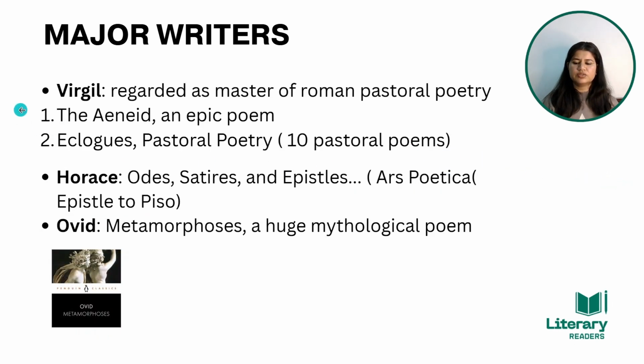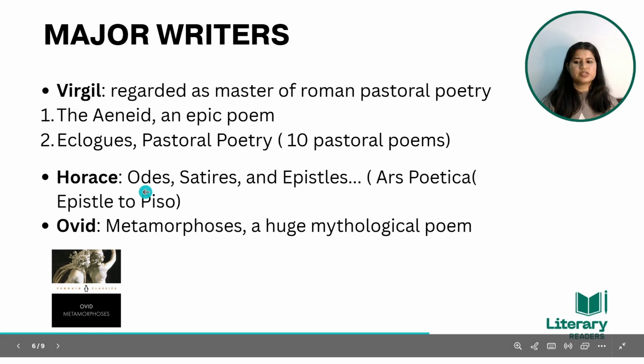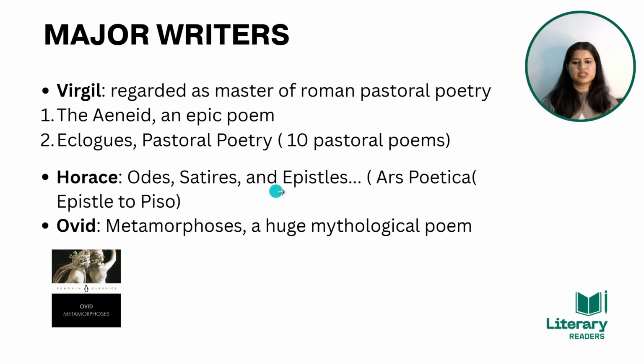Then we have Virgil, who is regarded as master of Roman pastoral poetry. Virgil wrote two works, the Aeneid, which is an epic poem, and Eclogues, which is a pastoral poetry in which we have 10 pastoral poems. Then we have Horace, who has written odes, satires, and epistles, and who has also written the work called Ars Poetica, which means the art of poetry. And then we have Ovid, who has written a mythological poem called Metamorphoses.